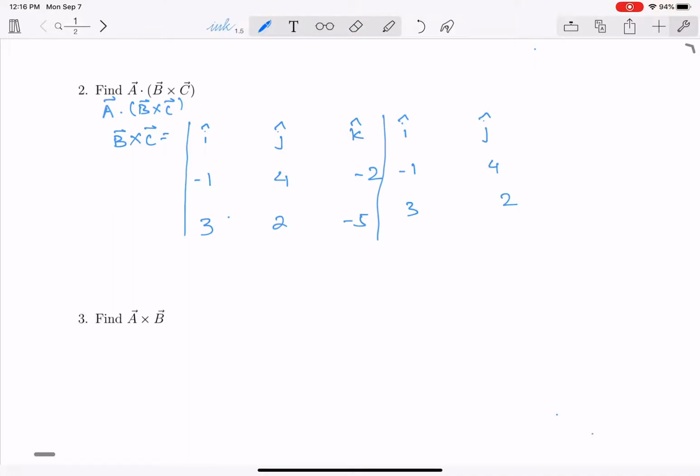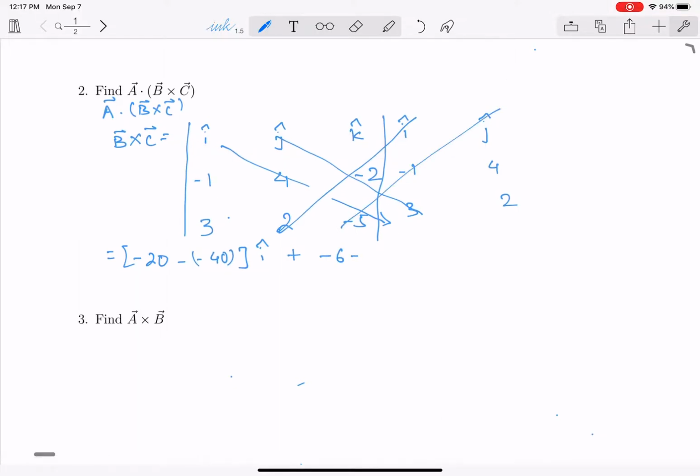So now let's find B cross C. Take this one, so negative 20, oops, that was 2 here. Negative 20 minus negative 40... I hat, plus J, that is negative 6, negative 5, negative 6 minus positive 5, so that is negative 5, J hat.